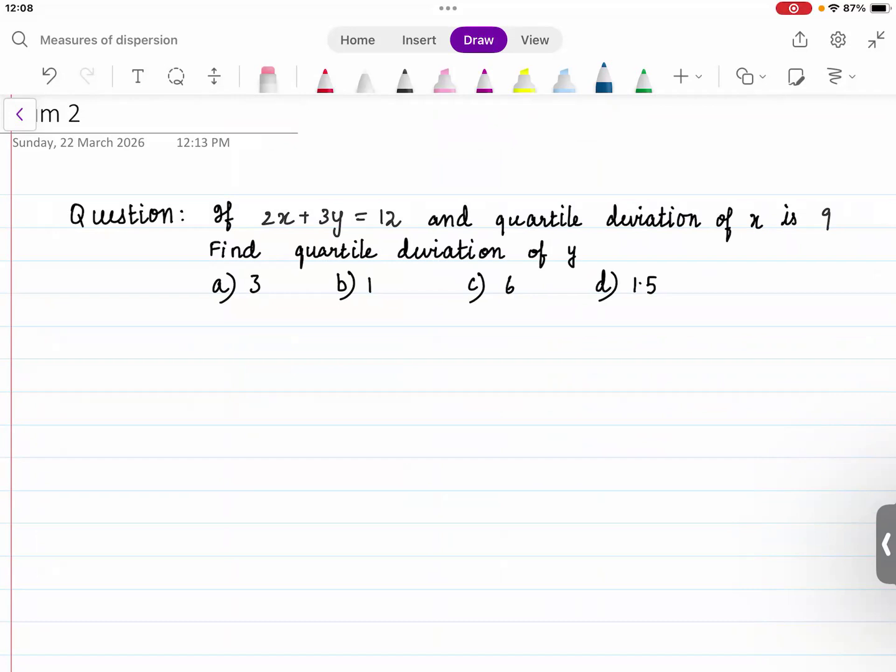So what's the procedure? We'll write down the equation 2x plus 3y is equal to 12. And then ignore the constant and then find y in terms of x. So 3y is equal to minus 2x. Y is equal to minus 2 by 3x. So what is modulus of b here? Modulus of b is the coefficient of x without taking the sign into consideration. So modulus b is just 2 by 3 here. Okay, this is step 1.